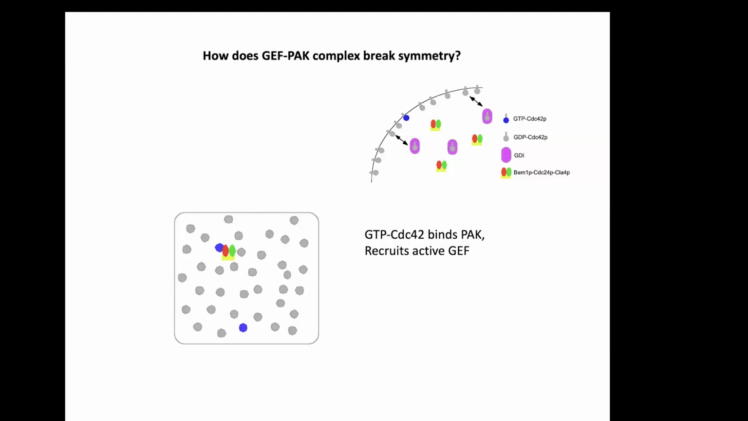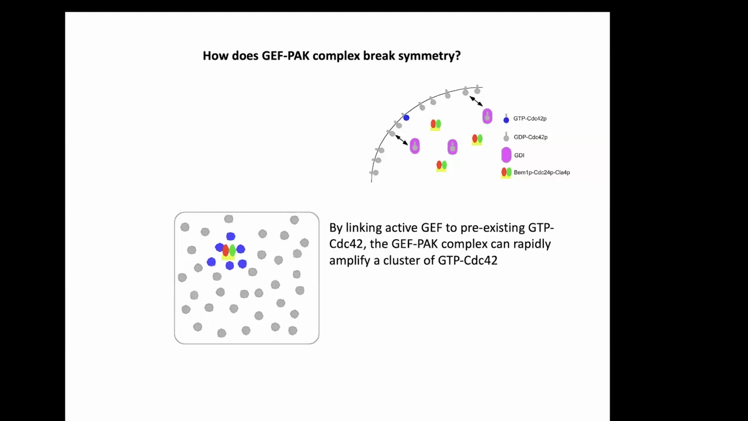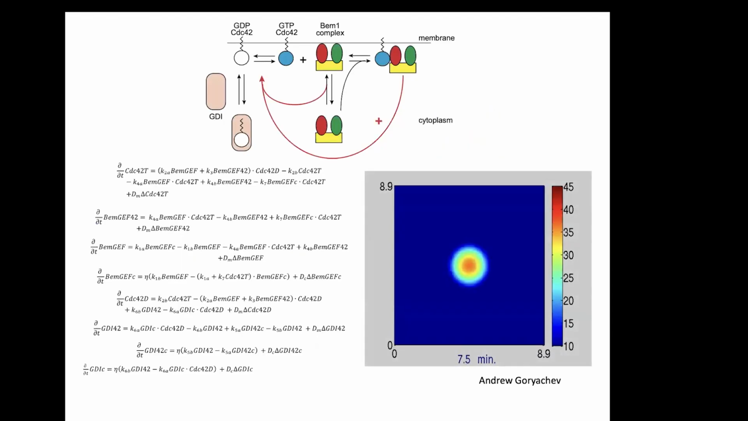But that's long enough for that green guy to bump into a few of the neighbors and load them up with GTP. So then this complex falls off, but other complexes are likely to bind one of the blues or more of the blues and essentially amplify a zone of blue in a sea of gray. So that is the totally non-mathematical biological intuition we got from what we were doing. And a mathematician called Andrew Goryachev turned that into a set of PDEs.